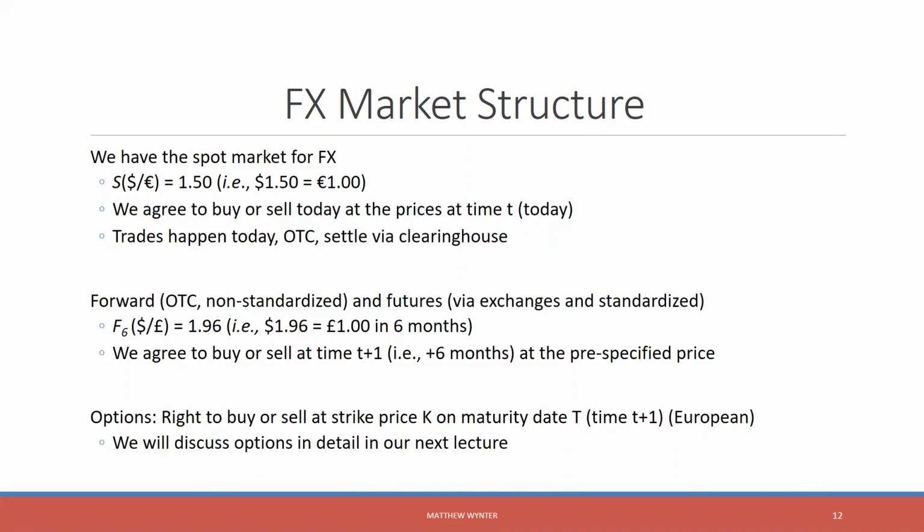So the last instrument that we have within this market that we'll talk about are options. And here, what's important is that we have the right to buy or sell at a pre-specified price on some maturity date, but we're not obligated to buy or sell at that pre-specified price. So in that sense, we have the option, and that option is going to be incredibly valuable. So we'll discuss options in detail in our next lecture, but hopefully it's clear that across this market structure, we have different instruments and different markets that are all happening.